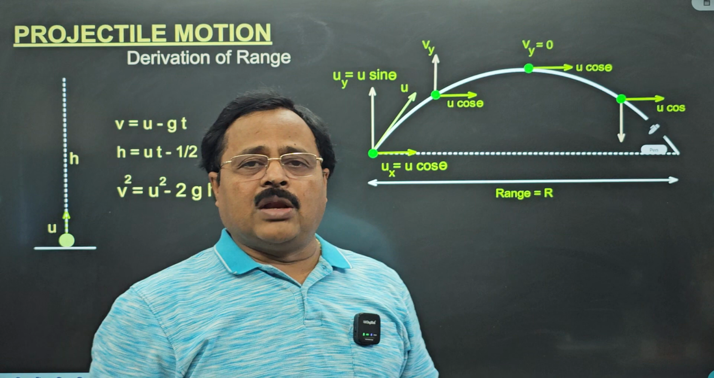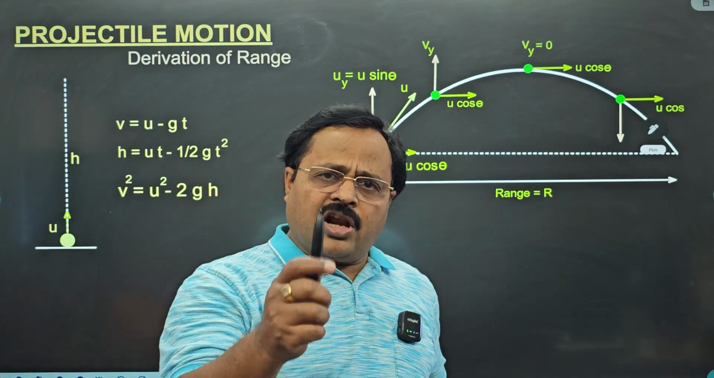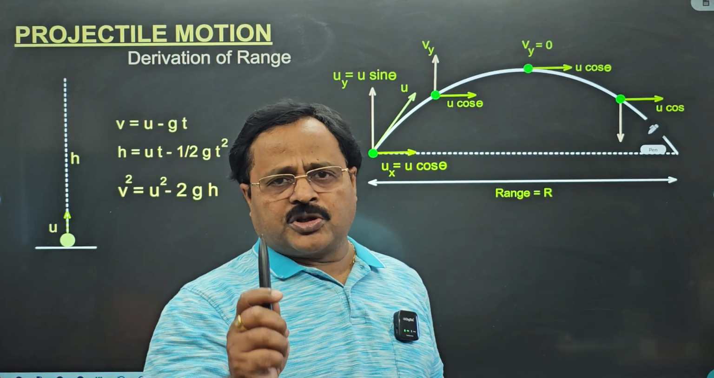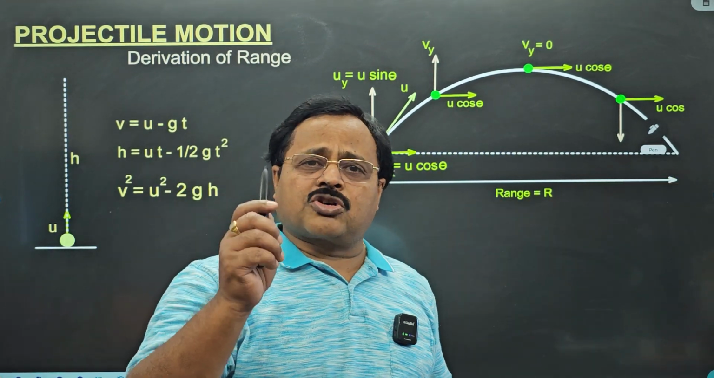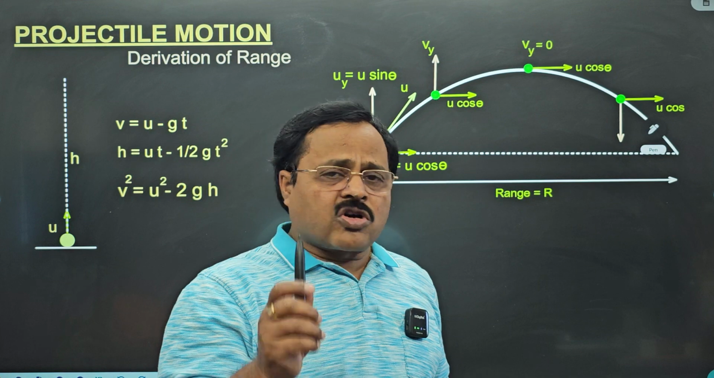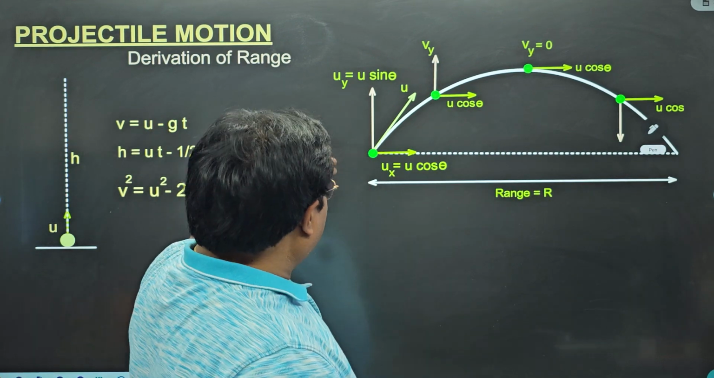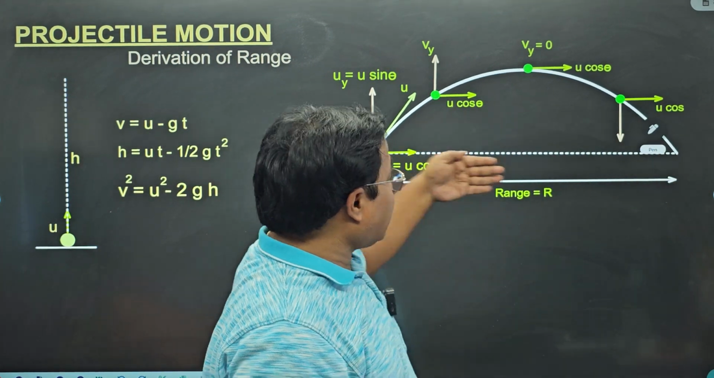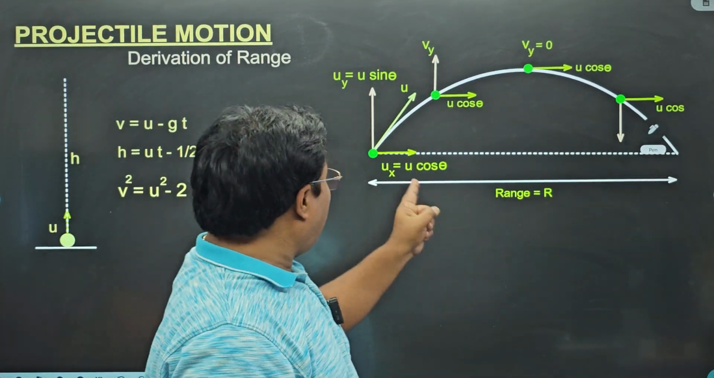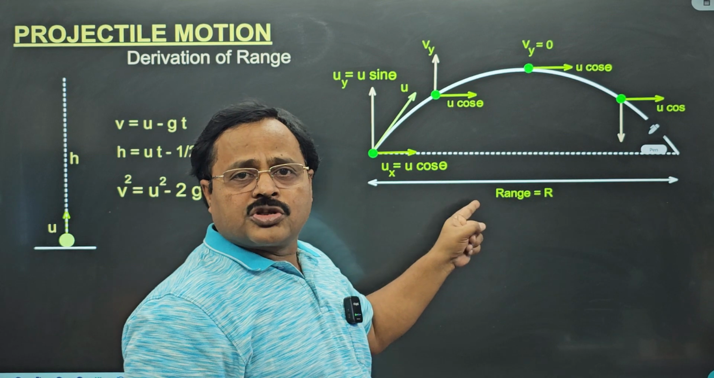range in projectile motion. My dear students, I had already explained in my first class of projectile motion, the horizontal component of velocity in a projectile motion is constant. It does not change. Okay, my dear students, what is range? Range is the horizontal distance traveled by the projectile. The horizontal distance traveled by the projectile is due to the horizontal component of the velocity.